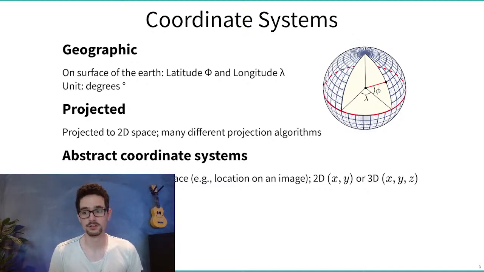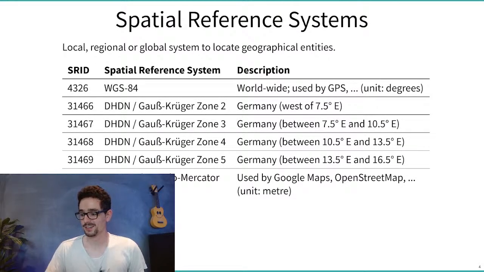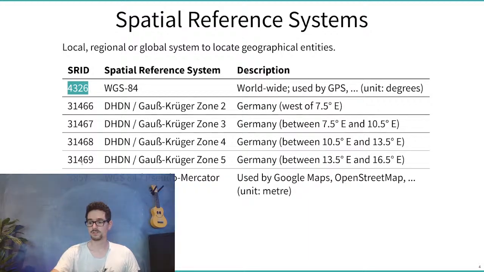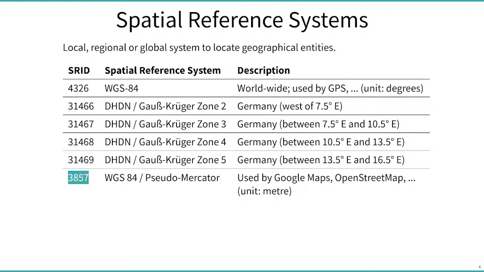We can talk about that later, because the next slide will be exactly about these coordinate systems. We call them spatial reference systems, and a reference system is used for projecting something on the Earth to a flat surface, to a flat map. The most important ones are maybe 4326 and 3857, because they are used for the whole world.